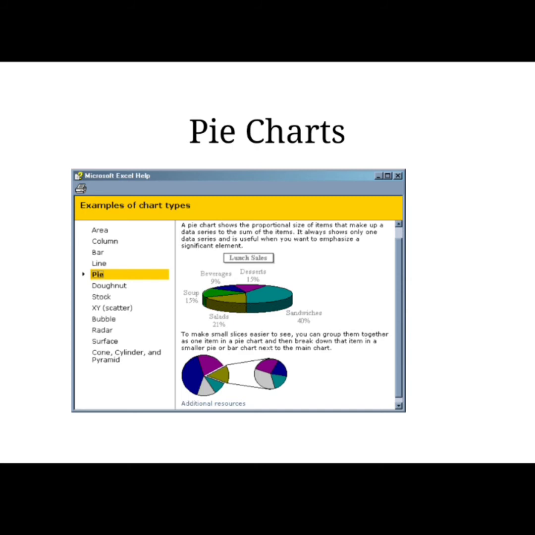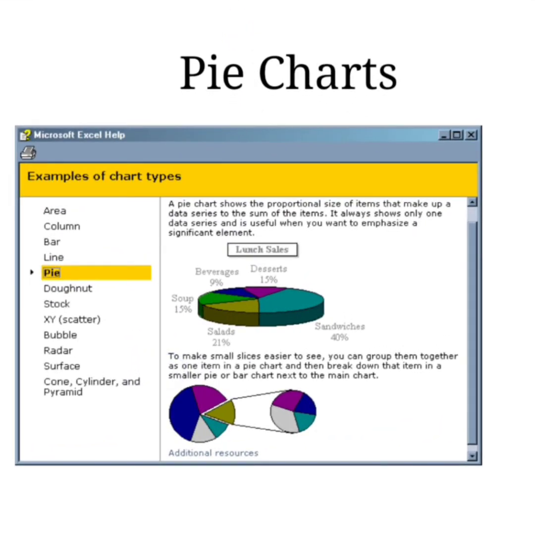A pie chart is given in this presentation, which we are seeing. A pie chart shows the proportional size of items that make up a data series to the sum of the items. It always shows only one data series and is useful when you want to emphasize a significant element.